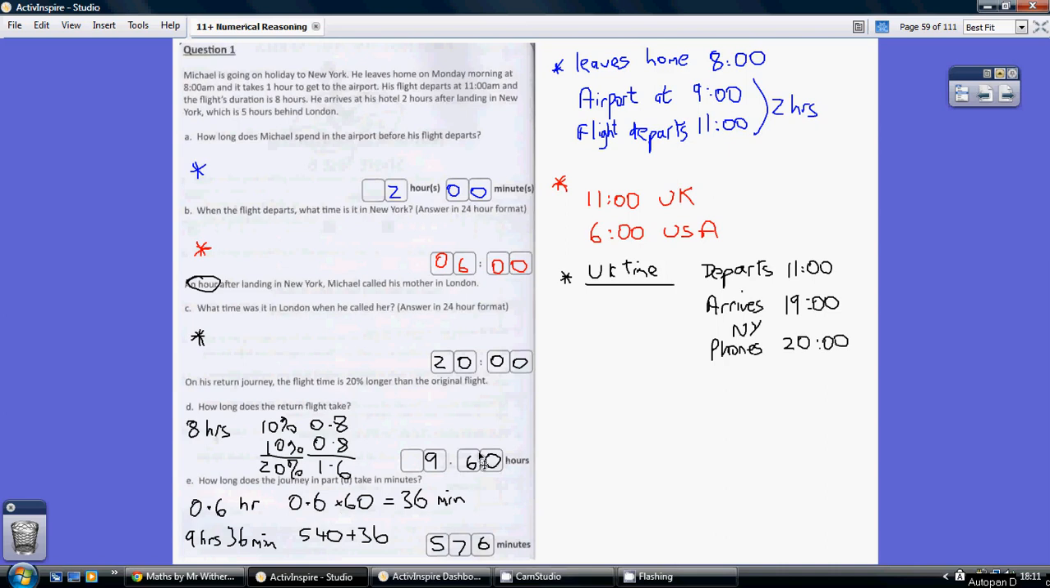Now, how many minutes is 0.6 of an hour? Okay, well, an hour is 60 minutes, so 0.6 of an hour is 0.6 of 60 minutes. 0.6 times 60 is 36 minutes. 540 add 36, 576 minutes.